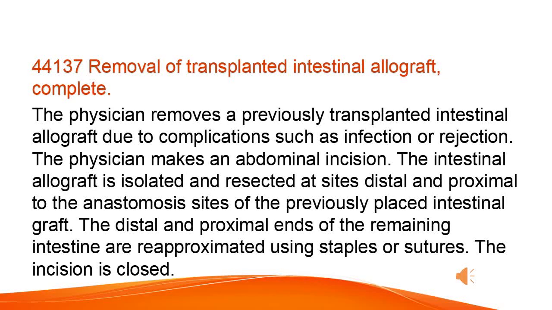The intestinal allograft is isolated and resected at sites distal and proximal to the anastomosis sites of the previously placed intestinal graft. The distal and proximal ends of the remaining intestine are reapproximated using staples or sutures. The incision is closed.